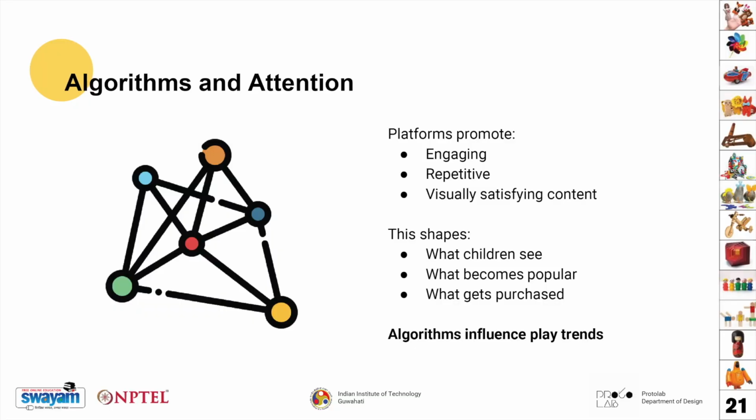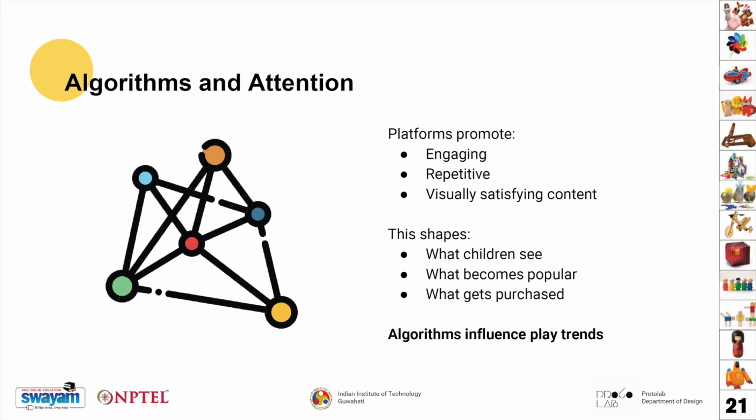Behind social media platforms are algorithms that determine what content is shown to users. These algorithms prioritize content that captures attention and encourages engagement. This often includes videos that are visually stimulating, repetitive, and easy to consume. As a result, the type of toys that become popular are often those that perform well within these algorithmic systems.